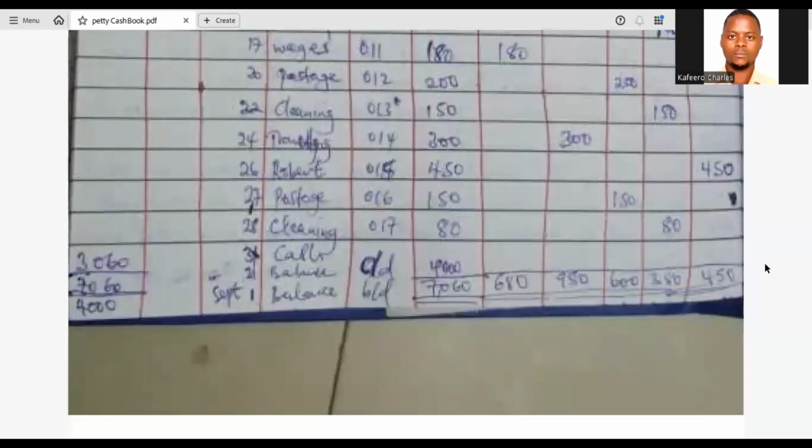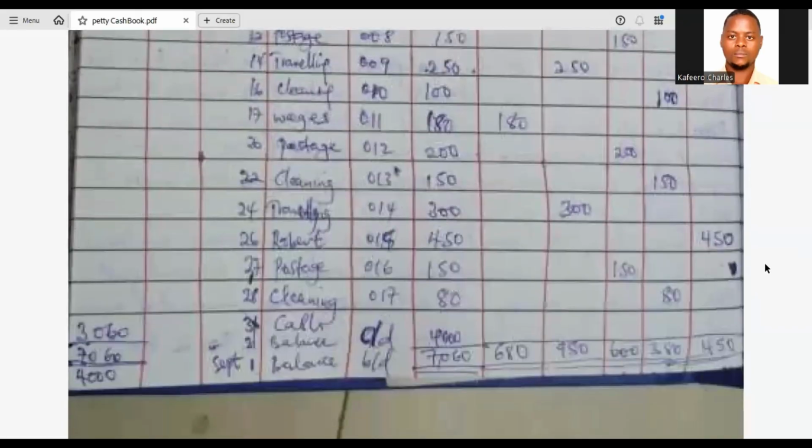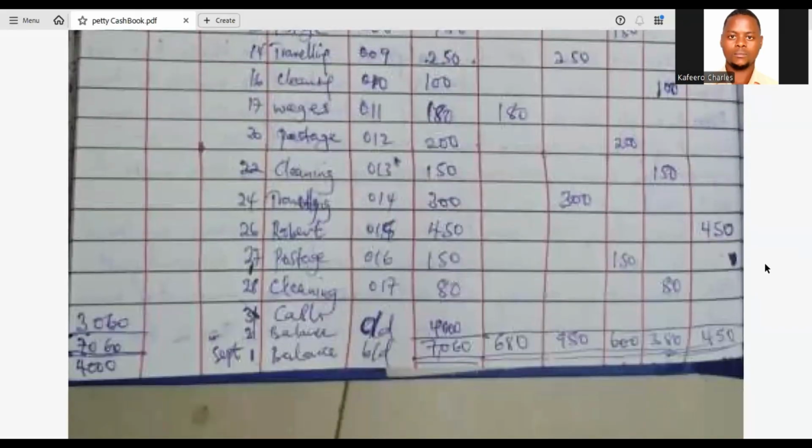We want to look at the end of the period. How do we balance off? You can see how the things were done. So my emphasis is at this bottom side where we are closing off the account.